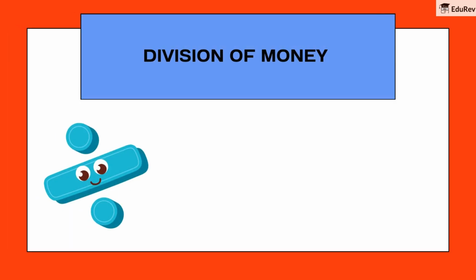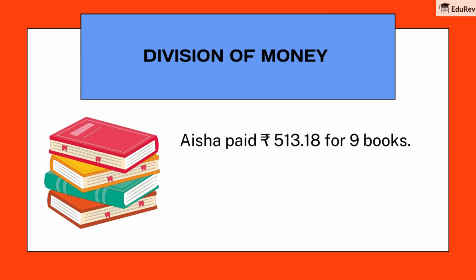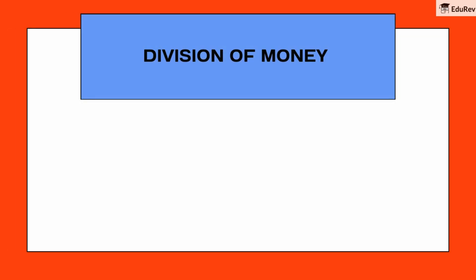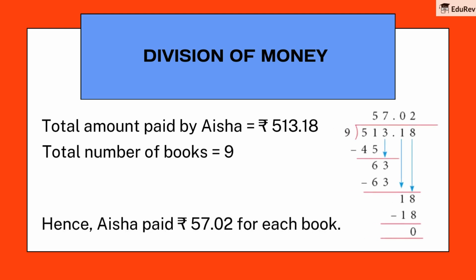Now, let's discuss division of money. We divide it as ordinary numbers. When dividing, place the decimal point in the quotient directly above the point in the dividend. For instance, if Asha paid rupees 513.18 for 9 books, how much did she pay for each book? To find out how much she paid for each book, we divide 513.18 by 9. The result shows that Asha paid rupees 57.02 for each book.